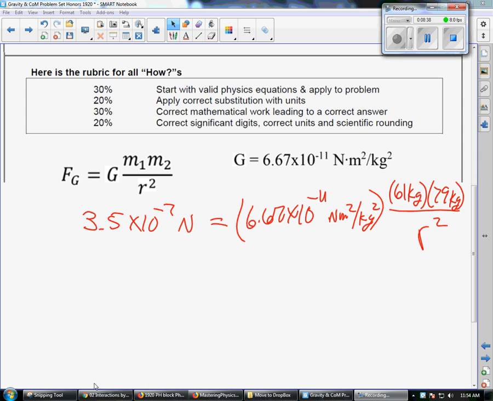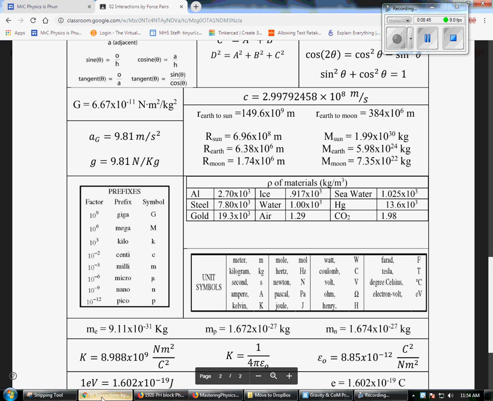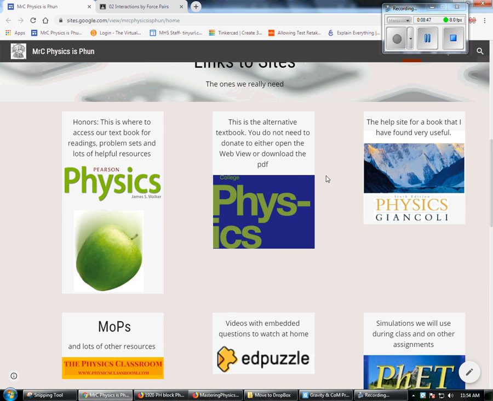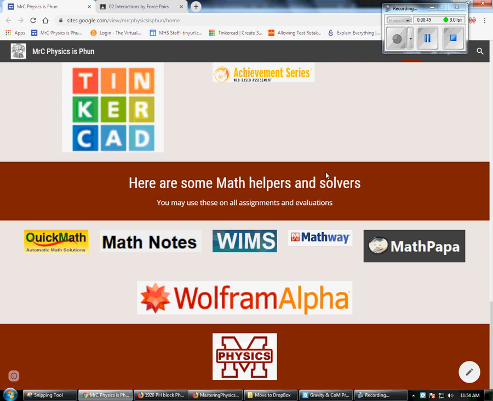So the way I do the algebra is I go to that incredibly helpful site called Physics is Fun, and I scroll down to my math solvers because I don't want to do algebra. Why should I do algebra? This isn't algebra class. And these are available on all assignments and evaluations. Oh, that's why it said on the top of the test, you can use the solvers.